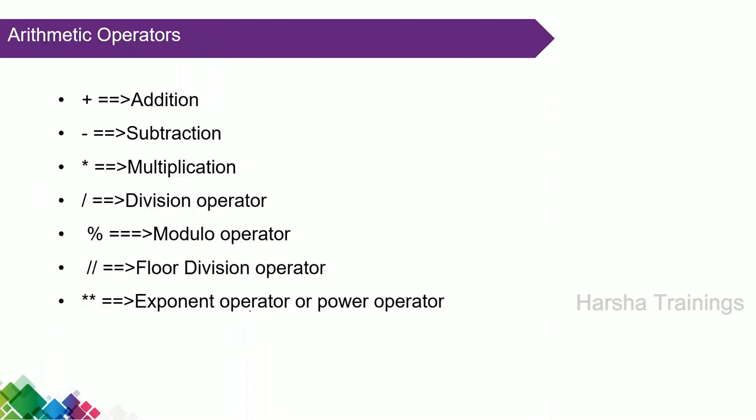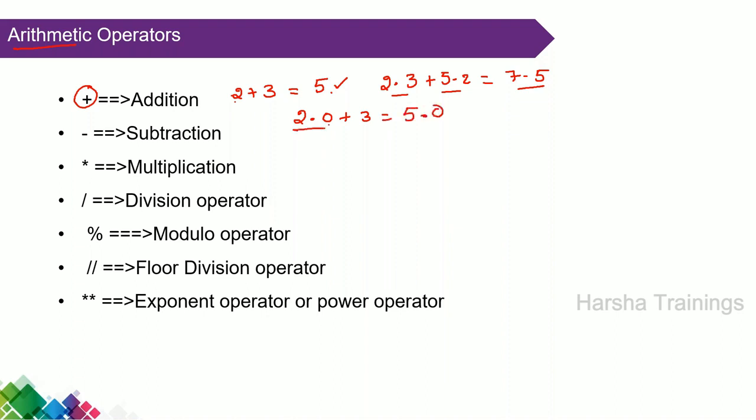First, the basic operators, that is, the arithmetic operators. Plus is used to perform addition. Remember: if you perform 2 plus 3, addition between two integers, the answer is 5. If both are integers, the result is an integer. Suppose 2.3 plus 5.2, the answer is 7.5. If both are real, the answer is real. For example, 2.0 plus 3, the answer is 5.0. One is floating and the other is an integer, so obviously the answer is floating.